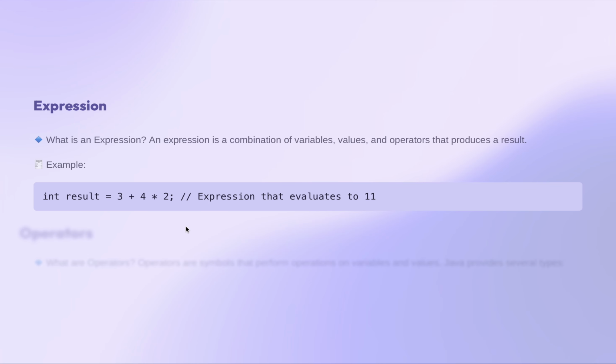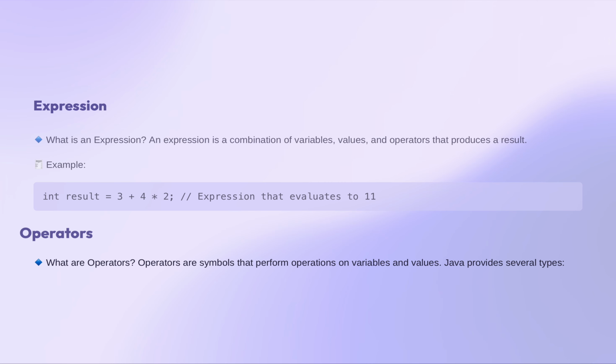Now we look into operators. What are operators? Operators are symbols that perform an operation on variables and values. Here in this example you see 3 plus 4. Plus is a symbol which performs an addition operation on values like 3 and 4. Similarly, we can have int a equals 3, int b equals 4, and a plus b as an expression, where plus is an operator which performs an addition operation on the variables a and b.